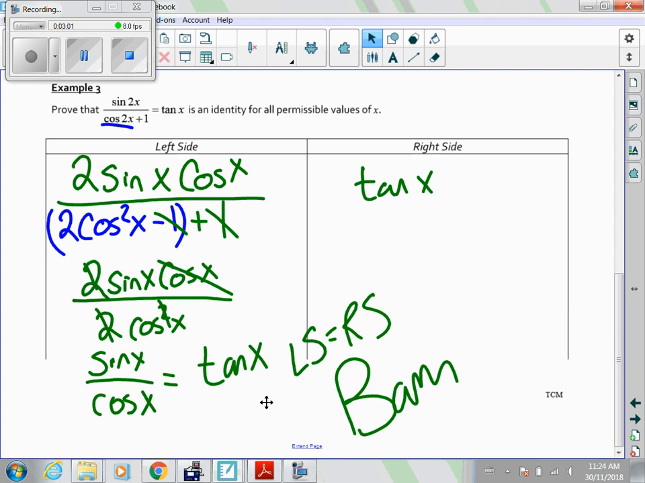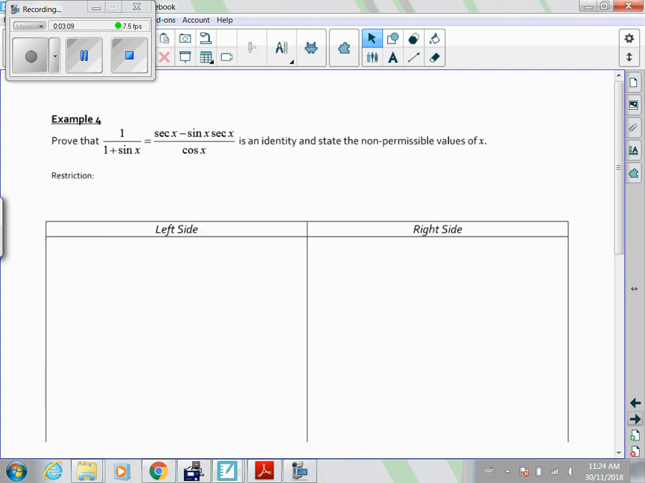Okay, again, remember that's just for informal. If it was a formal thing, you'd write therefore QED or just left side equals right side. But we want that good release. All right, here's the next one.